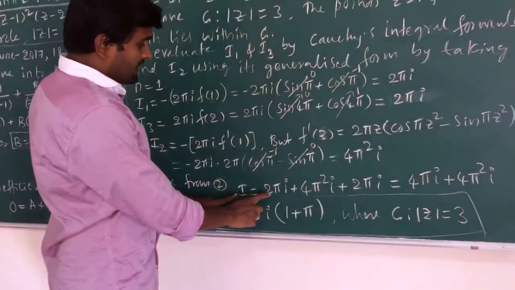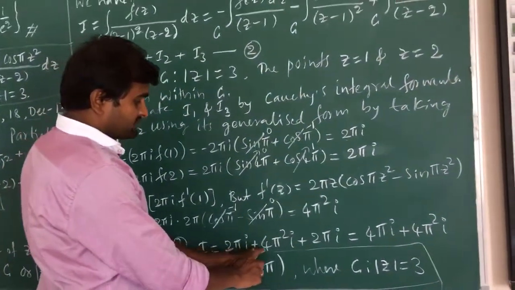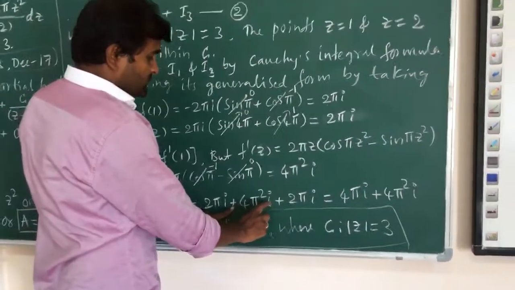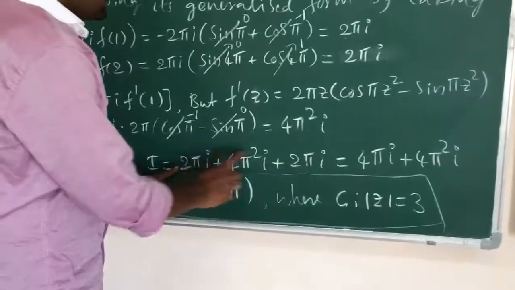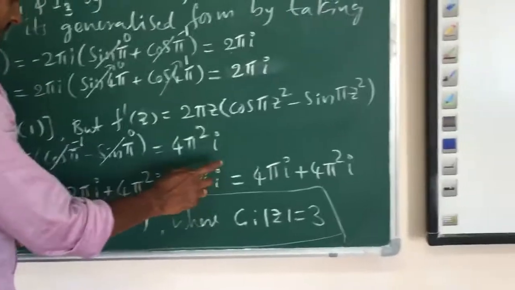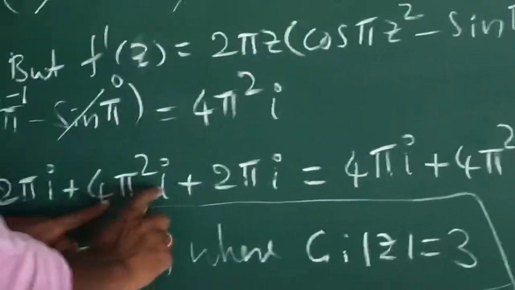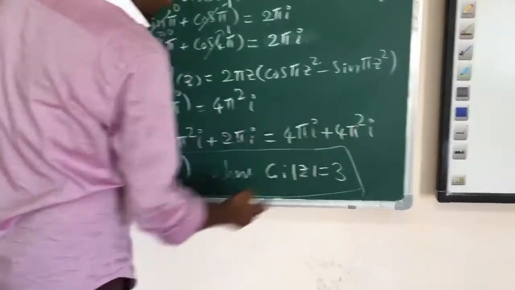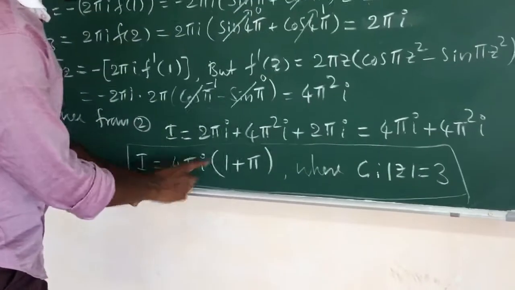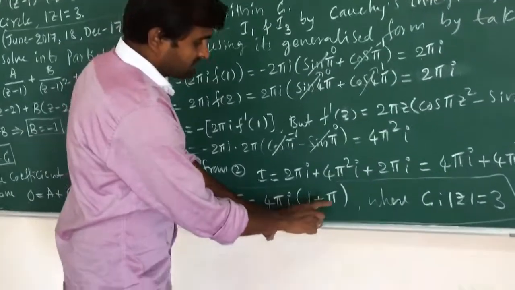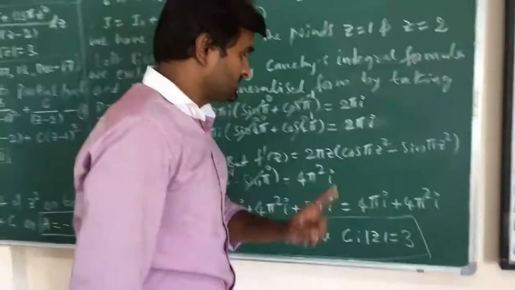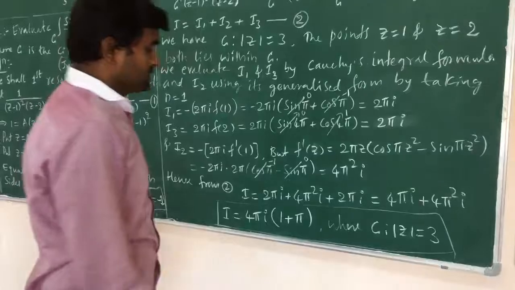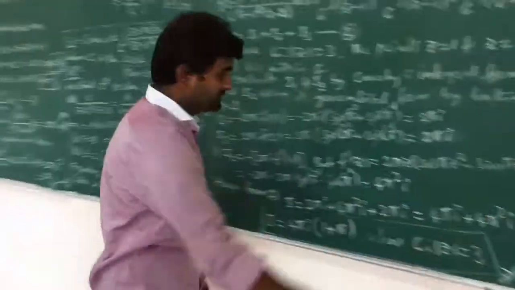I equals I1 which is 2 pi I, plus I2 which is 4 pi square I, plus I3 which is 2 pi I. These two give 4 pi I, plus 4 pi square I. So 4 pi I is common, which gives 4 pi I into 1 plus pi. This is the required integral where C is modulus of z equal to 3, which is the required solution of the given example.